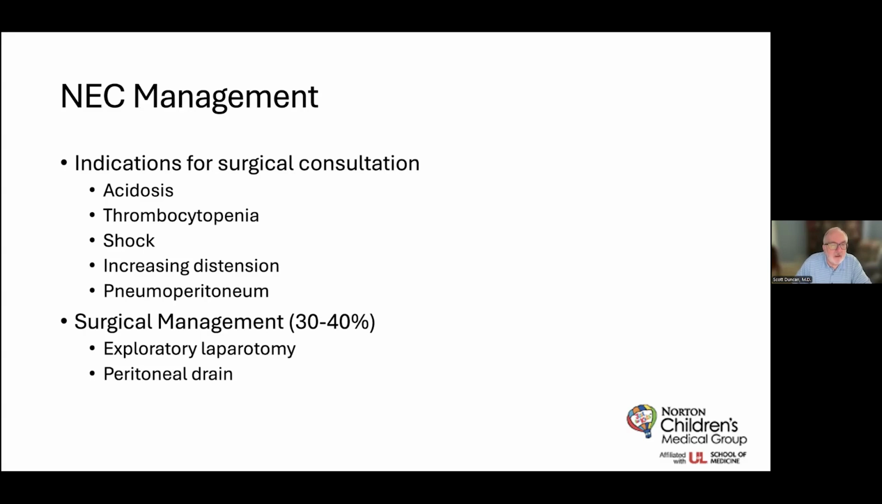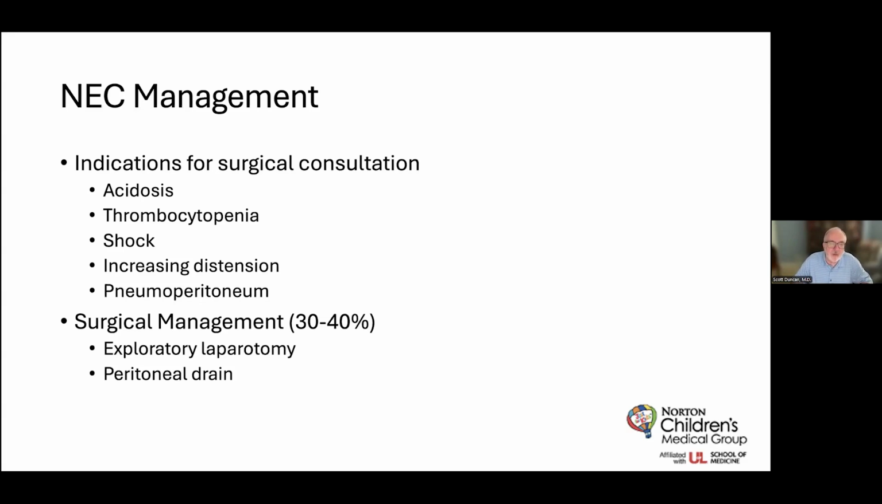We'll consult surgeons to make them aware of the patient once we have the diagnosis made. Indications for surgical consultation and potential surgical intervention would include an unrelenting acidosis, an unrelenting thrombocytopenia, shock, increasing distension, and certainly if you have a pneumoperitoneum where you have a rupture of the intestine and free air. That is another indication for surgical consultation and intervention.